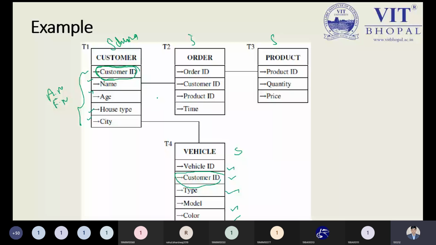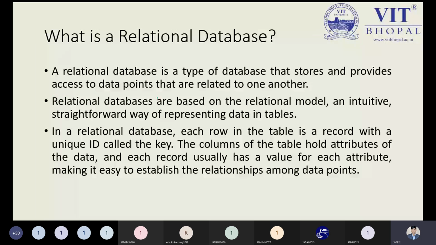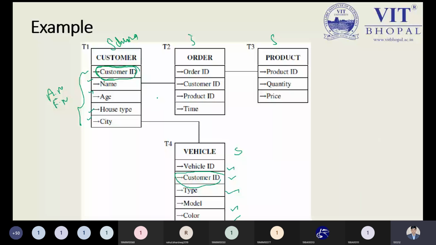So a relational database is a kind of database, which makes a relation with another schema. Here we have the four schemas: customer, order, product, and vehicle. In product, we keep the information only about the product. The question you may have is, rather than having multiple schemas, why not keep all the details in a single schema?